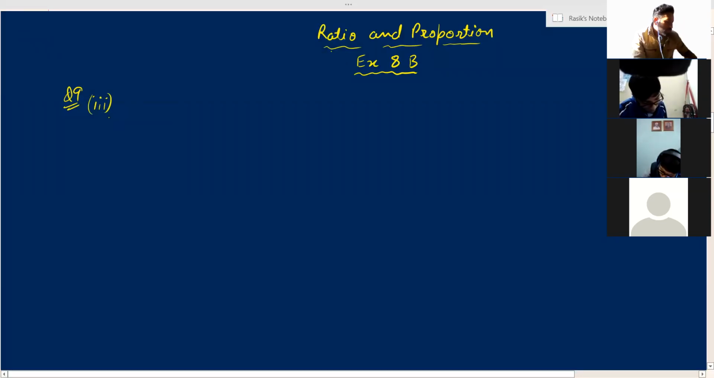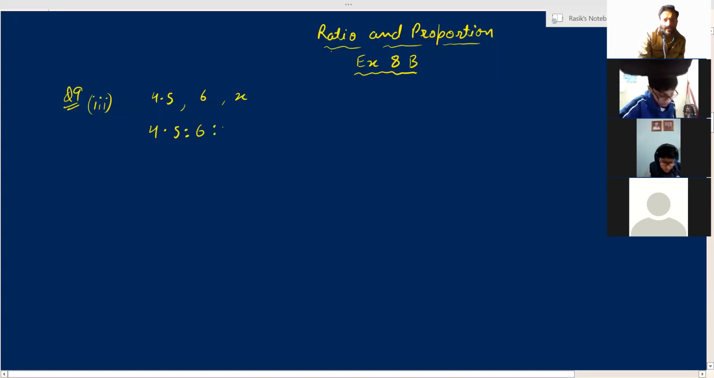I am solving it on the board. Those who have any confusion, you can check. So there are three numbers in proportion. We have to find a third proportion. So the three numbers are 4.5, the second number is 6, and the third number is x. So here it is given that 4.5 is to 6 as 6 is to x.